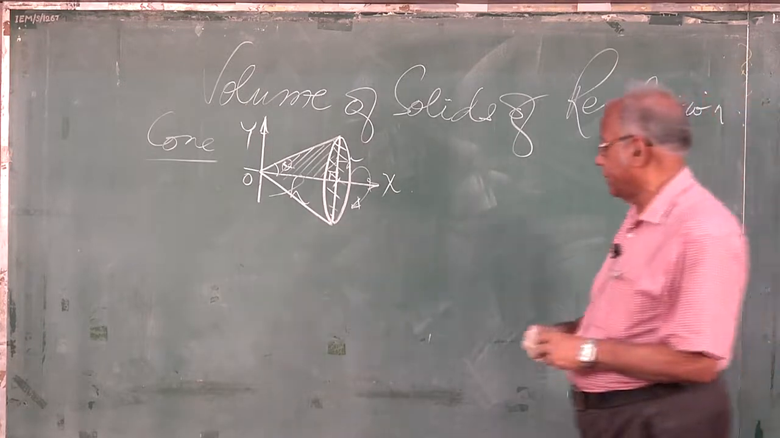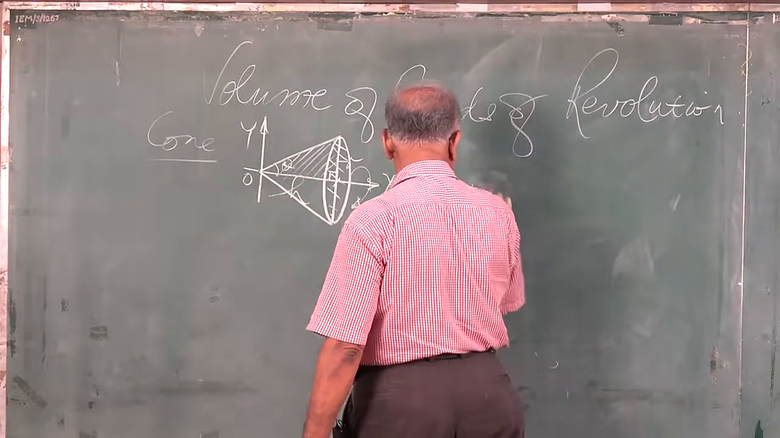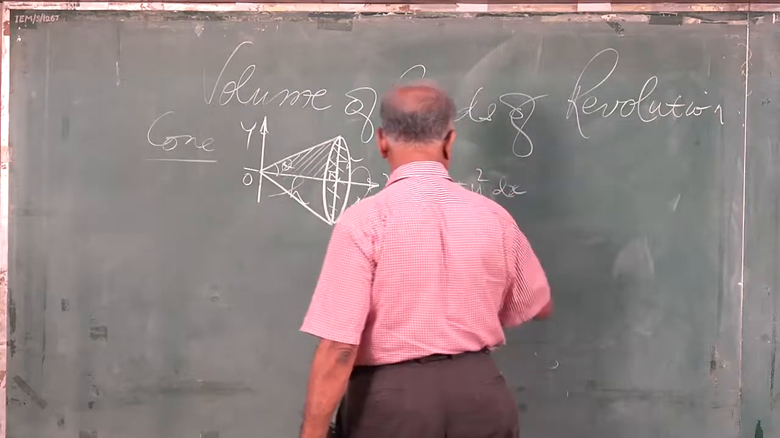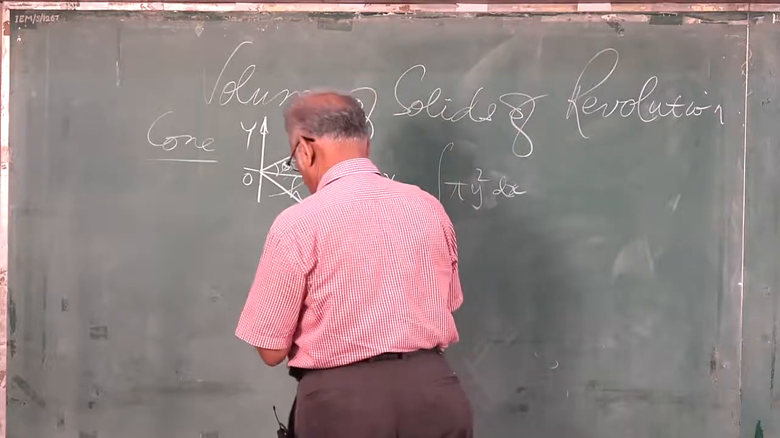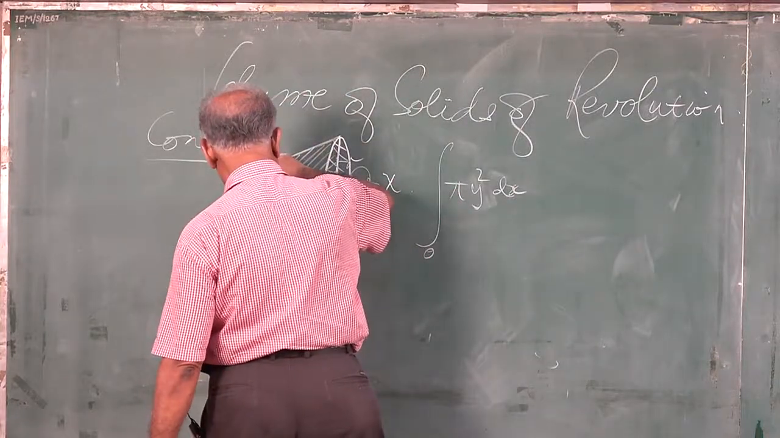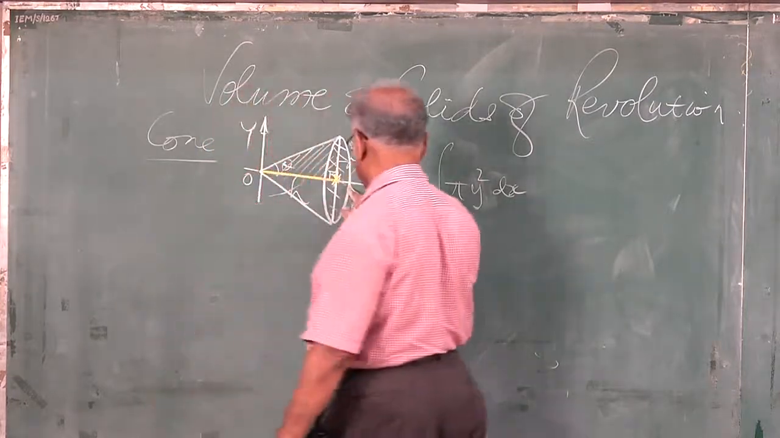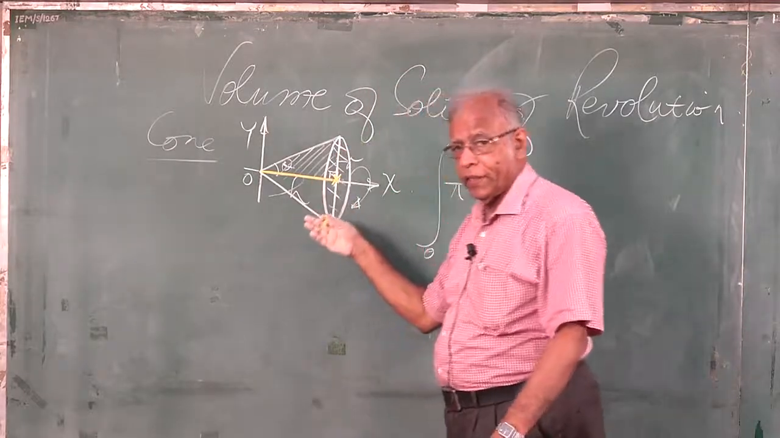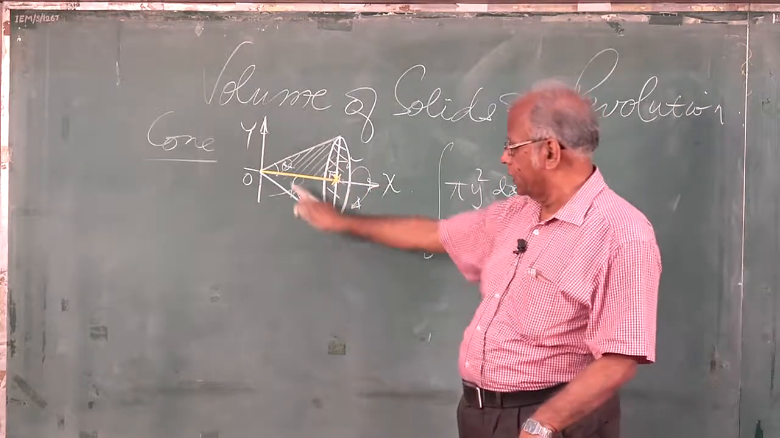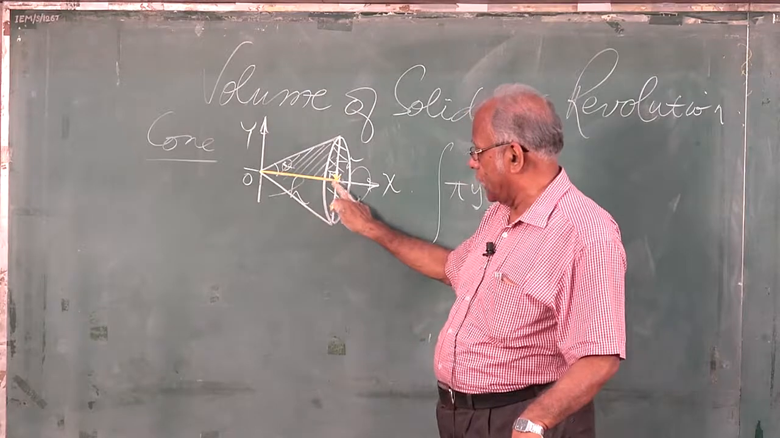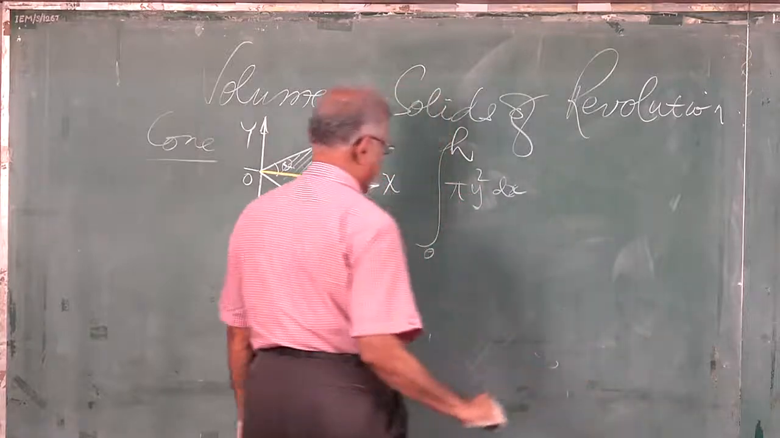We need to evaluate the integral of pi y squared dx from 0 to h, up to this point. This is the last value of x. Mind you, not up to this. This is just a 2D picture, somehow converted to 3D so that you understand. So, the integration is from 0 to h. So, we write the integral from 0 to h of pi y squared dx.